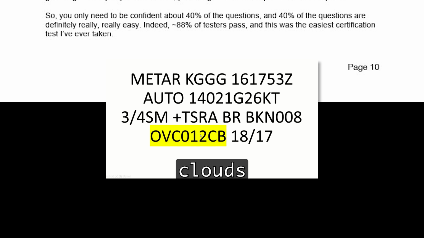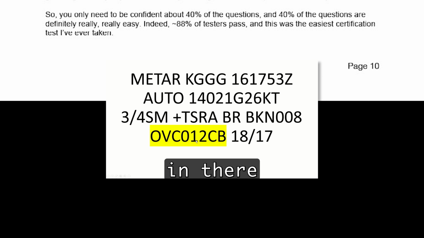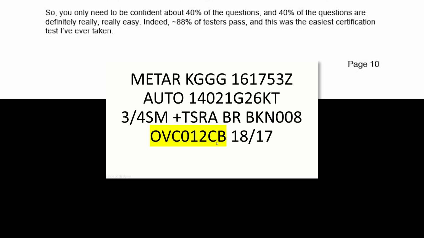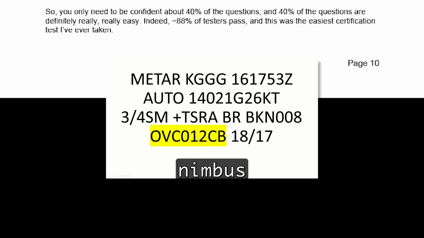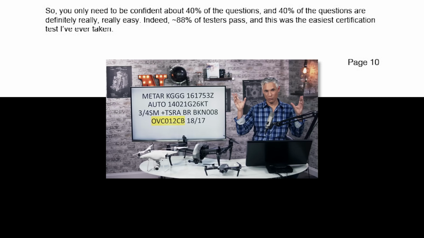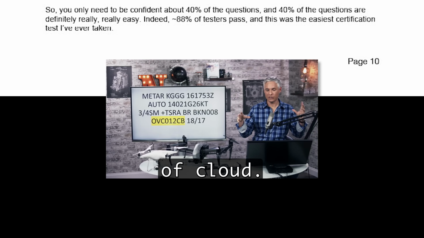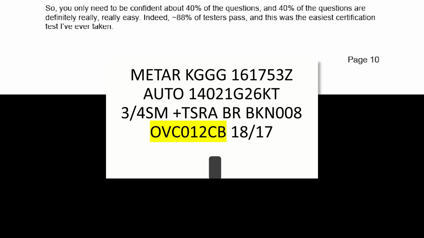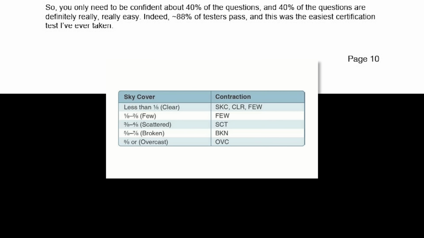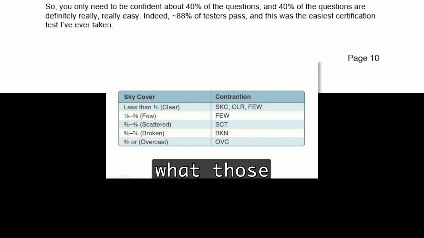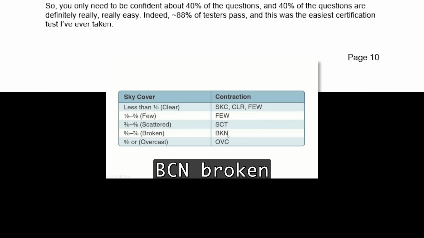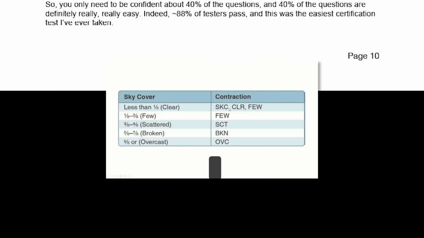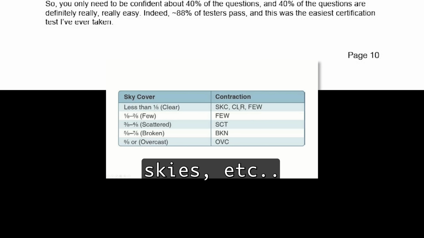overcast clouds at 1,200 feet. There's a 0 in there. 1, 2, add 2 zeros, 1,200 feet. The CB means cumulonimbus clouds, like those big puffy clouds. So they're indicating the type of cloud. And then the last digits here. This chart shows you what those different codes mean. BKN, broken. OVC is overcast. You might see scattered or few clouds, or you might see them saying clear skies, etc.